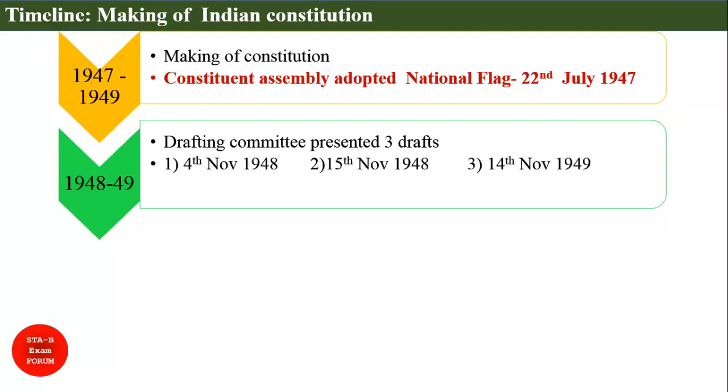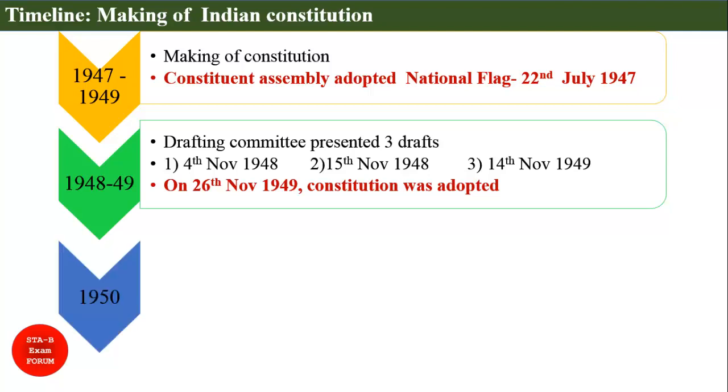What are these 3 dates? These are the 3 dates on which they presented the drafts. This was given in the Constituent Assembly. Discussions happened, amendments happened. Finally, on 26 November 1949, the Constitution was adopted. If you see the preamble, it also says that on 26 November 1949 the Constitution was adopted. This is very important.